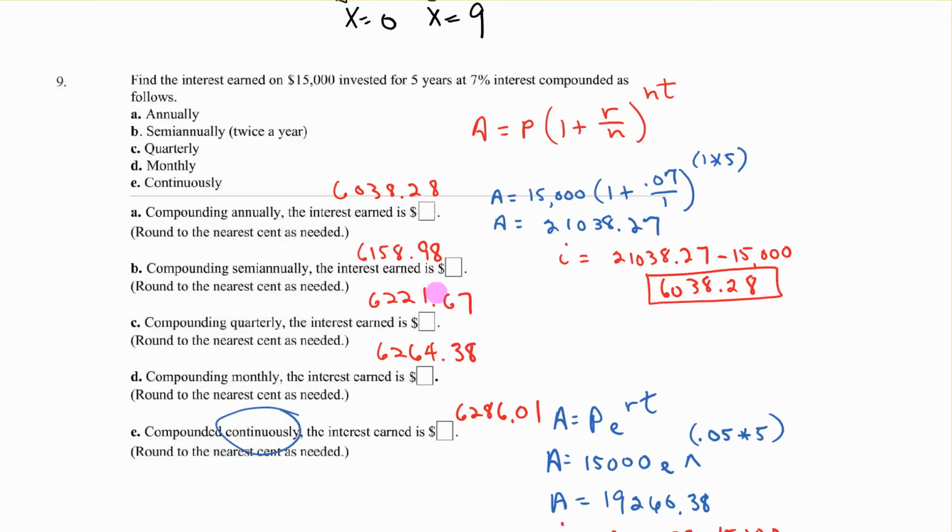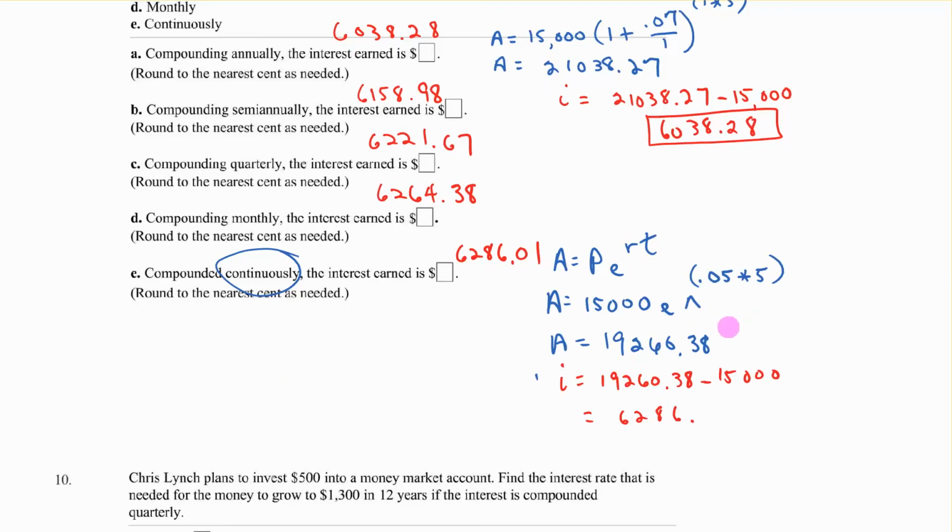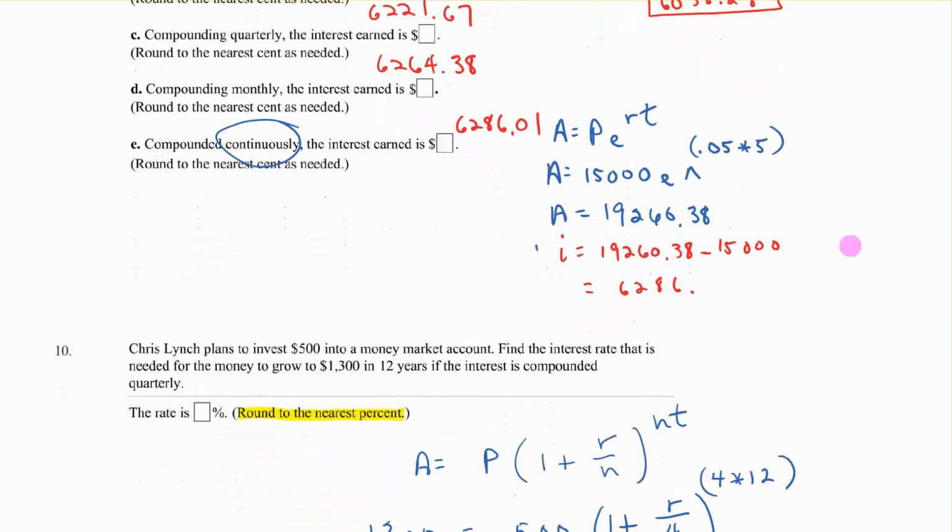You do that with each of these. The only thing you're changing, semi-annually, that number will be 2, and that number will be 2. Quarterly, those will be 4s. Monthly, those will be 12s. And continuously, you use this formula, the P e to the rt, and so that's how you would do that. And the interest is 19,260.38 minus 15,000. So that's how I got all of these numbers. Okay, just be careful on that.